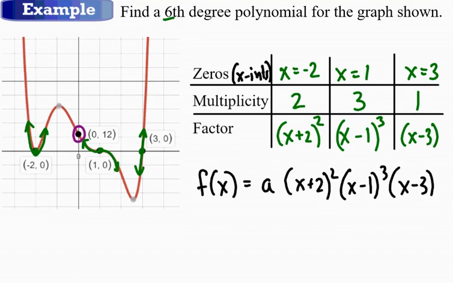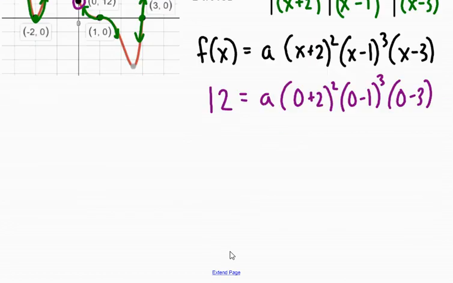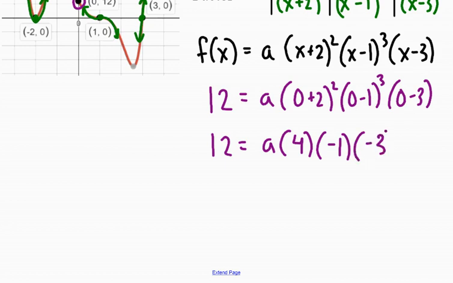So I'm going to use the fact that 0 is my x value and my output y is going to be 12, which means if I put 0 in for x, I need my output to be 12. So I would get 12 equals a times (0 plus 2) squared, (0 minus 1) cubed, (0 minus 3). Then I just solve for a. 12 equals a times, what is that, 2 squared is going to be 4. Negative 1 cubed is negative 1, and I get negative 3. So 4 times negative 1 times negative 3, that's going to equal 12. So I divide by 12, and a then must be 1.